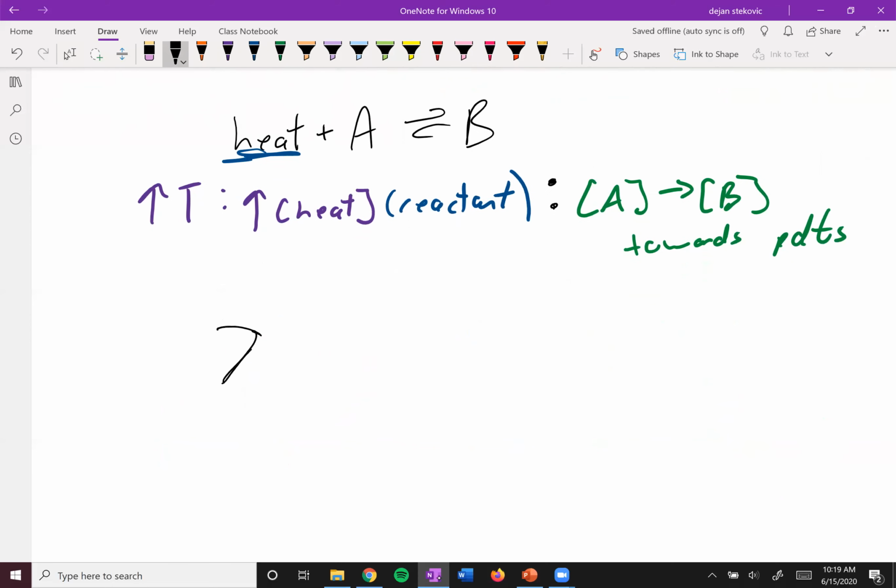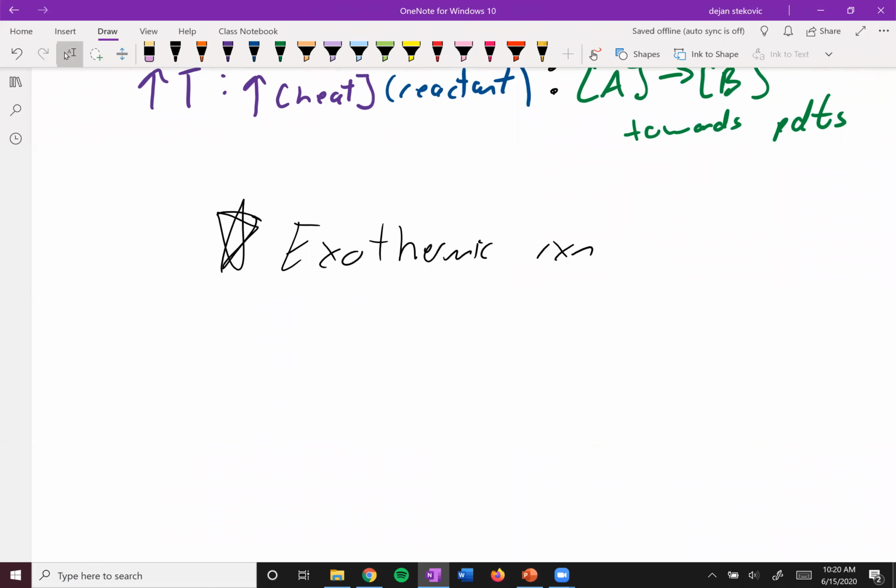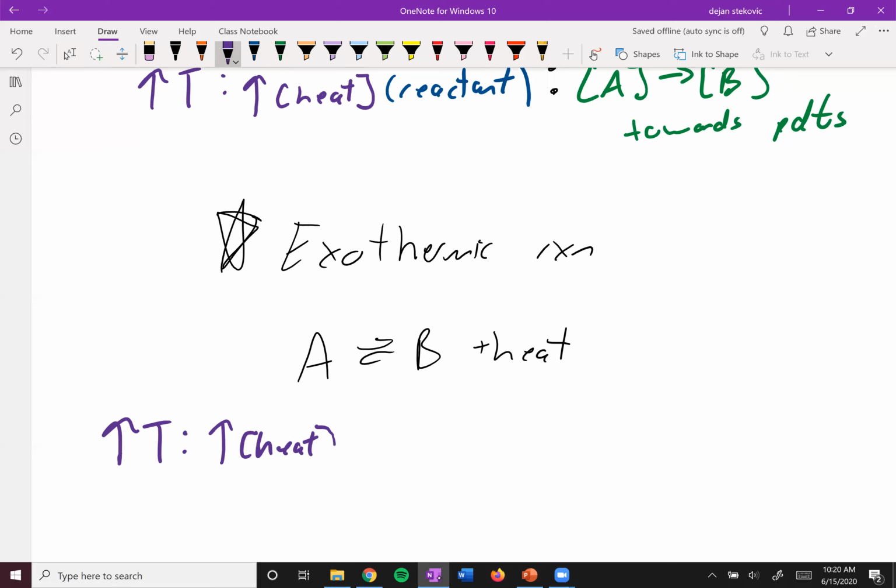And then if we take a look at the other way around, exothermic reaction, think about an exothermic reaction. It's giving off heat. Fire is an exothermic reaction, right? It's releasing heat. If it's releasing heat, that means that it's a product. So we have A to B, and then heat is a product. And so in this case, if we increase the temperature, again, what we're adding here is more heat. However, this time the heat is a product.